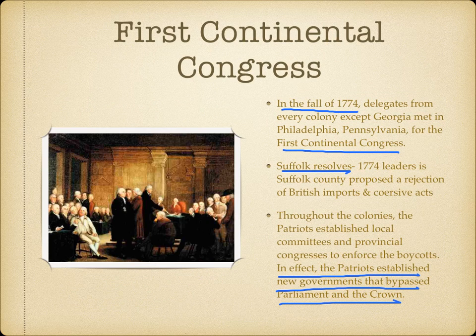In the fall of 1774, delegates from every colony except for Georgia met in Philadelphia, Pennsylvania for the First Continental Congress. The goal was to remove the Coercive Acts, but not to separate from Britain. The idea had not come up at the time.